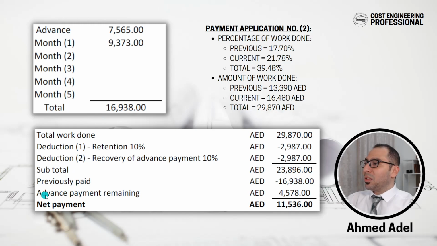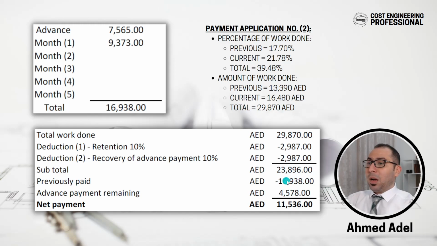So I have to add this part, which is advance payment remaining, which is again the total advance payment minus whatever I have recovered from the advance payment so far, which is the 2,900. So I have to add here the remaining advance payment, which is 4,578. And please let me know in the comments what you think about this part again.